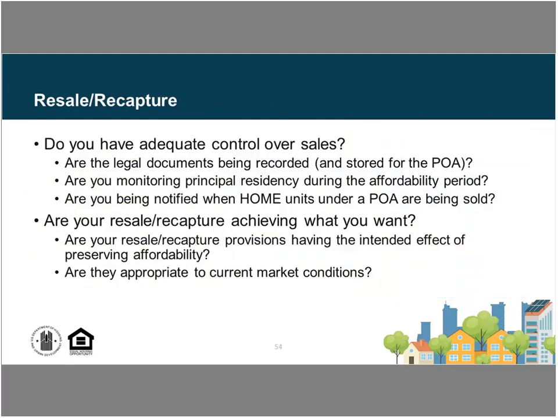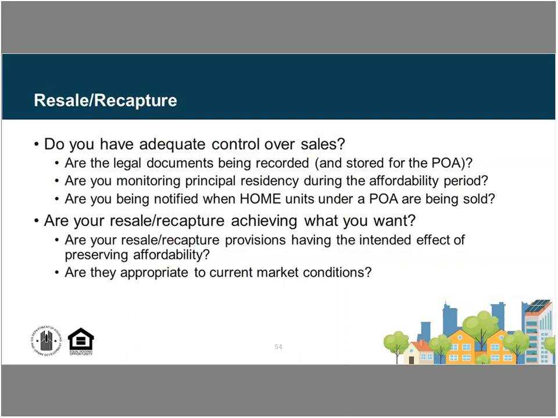So you should also be regularly evaluating your resale and your recapture provisions. The provisions that you put into place several years ago may no longer be appropriate for today's market. We want to make sure that you're having adequate control over your sales. So are these legal documents being recorded? Are they being stored for the period of affordability? That's what POA means. Are you monitoring for principal residency during the affordability period?